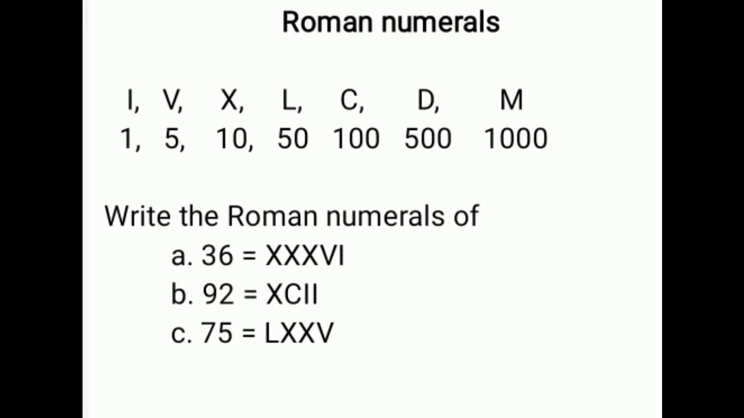So XCII. Then in 75, 50 is represented by L. L represents 50, so 50 plus 10 is 60, again 10, that is 70. So LXX is 70. Then V is for 5, so LXXV. You can also get the detailed video about Roman numerals on Google Classroom. If you have any doubts, please watch it.